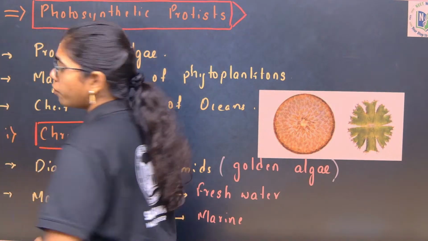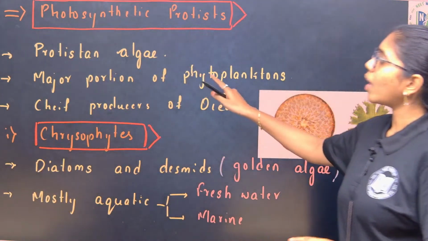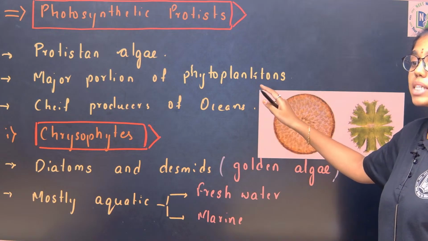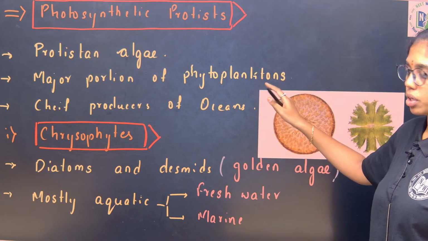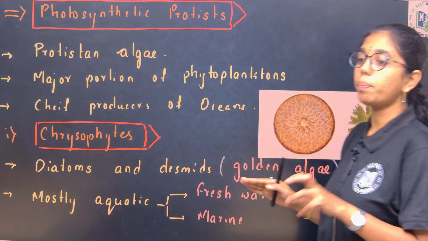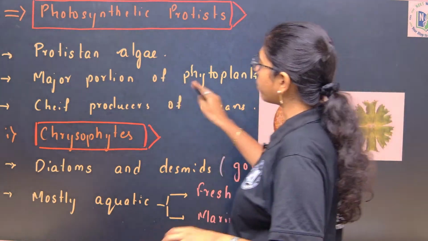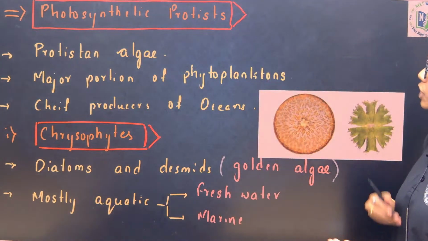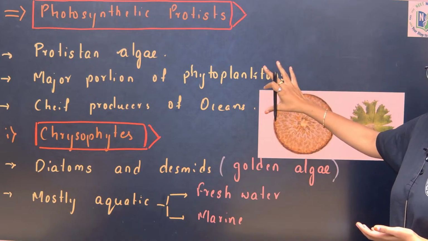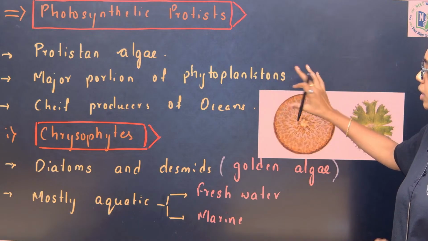Next, photosynthetic protists. They are also called Protista and algae, because they conduct autotrophic mode of nutrition. Major portion of them are phytoplankton, and they are chief producers of the oceans. Photosynthetic protists are the chief producers in the oceans.